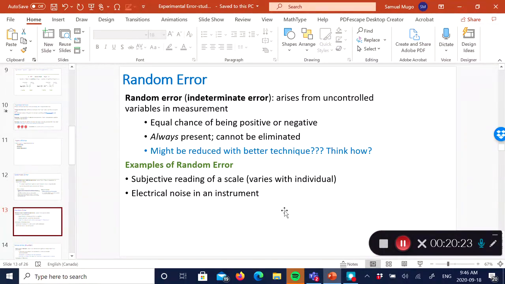Think about it, when you're doing your pipette aliquot, there could be subjective reading of the scale, for that graduation line. So again, that is an error that would vary between individuals depending on how they are reading the scale. So again, that's a random error.